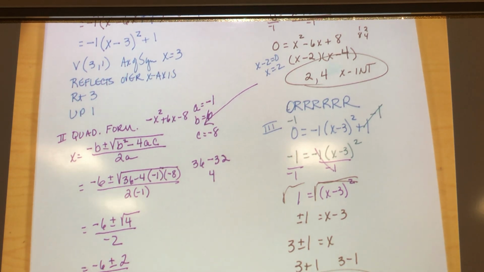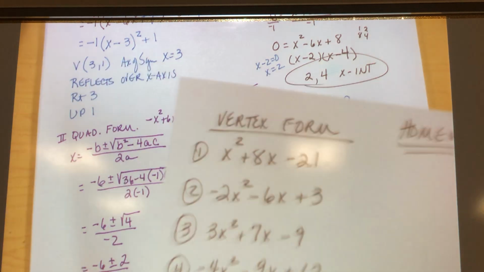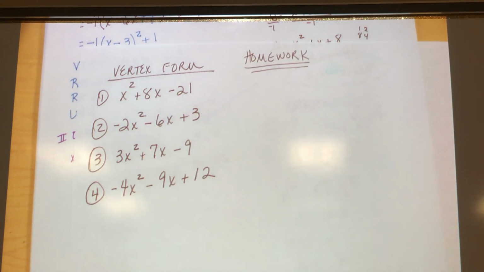What's the name of it? It doesn't really have a name. It's just using your vertex form. Write that down, that's your homework. I'm okay with that. More kids make more mistakes when they do it that way than when they do it the other way.